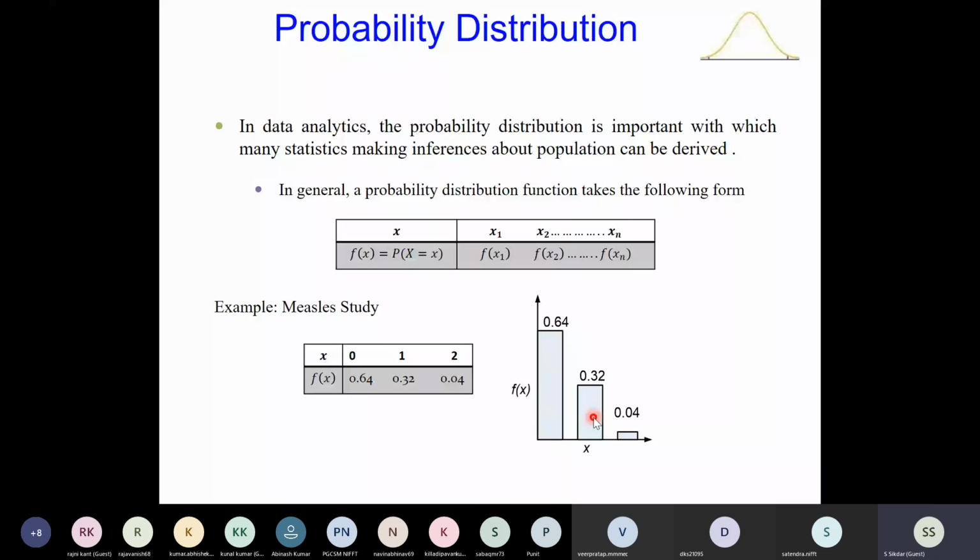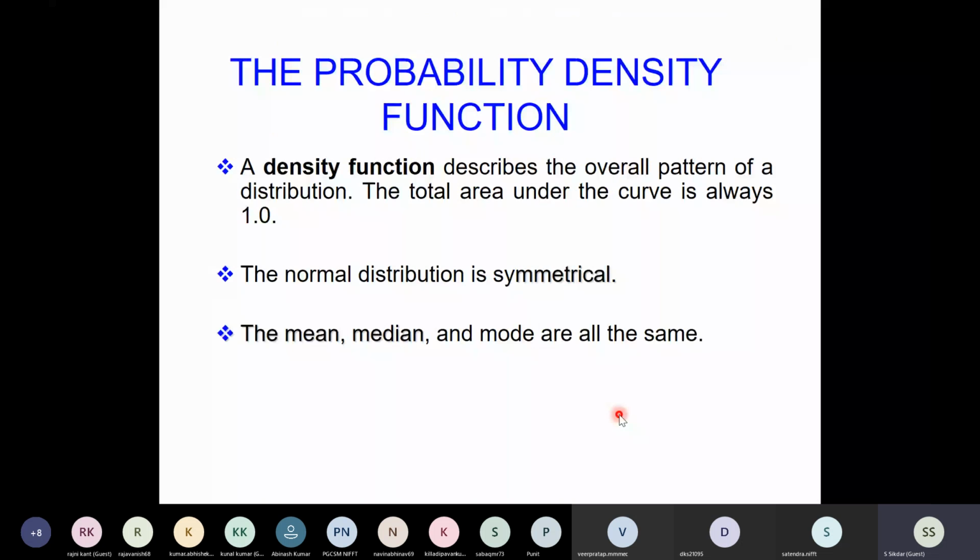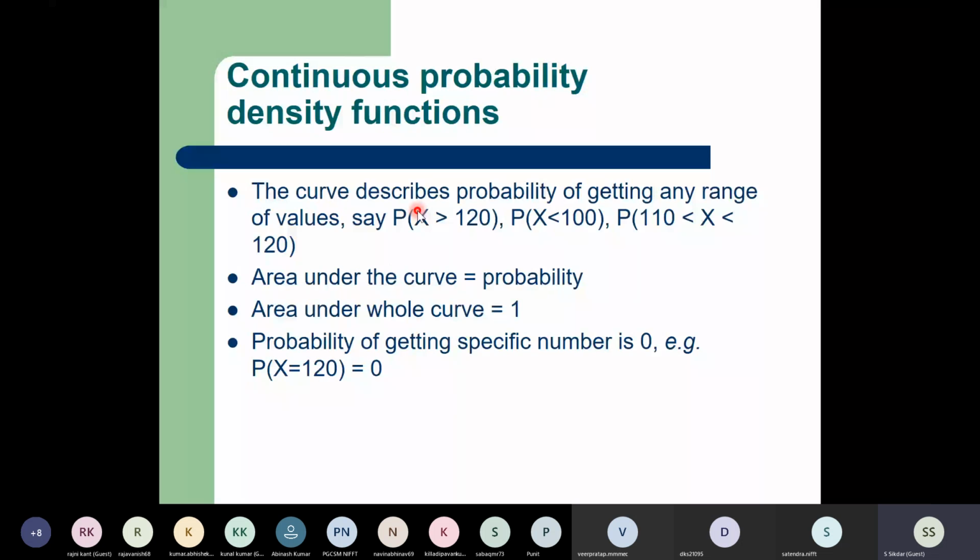Now, as we said already, the normal distribution function is symmetrical; mean, mode, and median are all the same, and the total area under the curve is 1. We already described this. Now, why do we use the term continuous probability density function? The curve describes the probability of getting any range of values. If I want to ask what is the probability of x greater than 120, or x less than 100, or between 110 and 100?